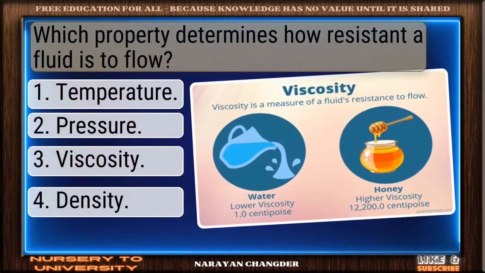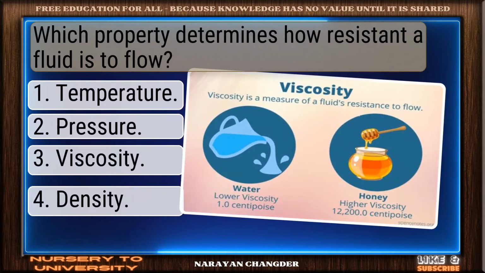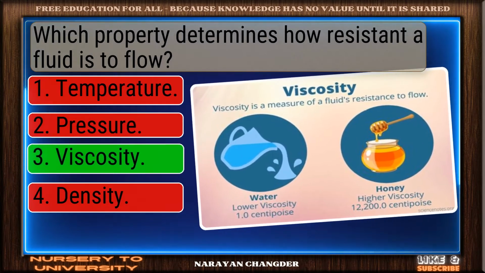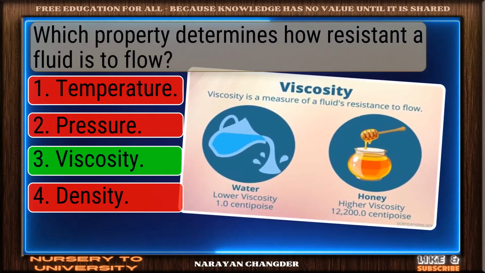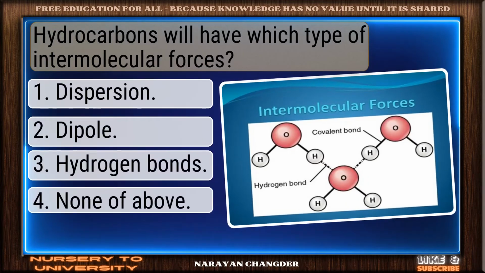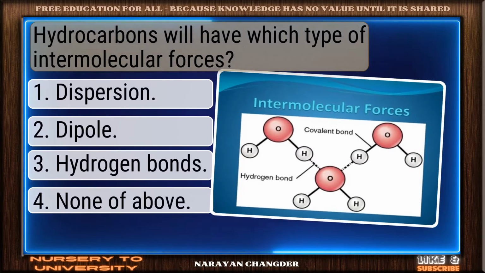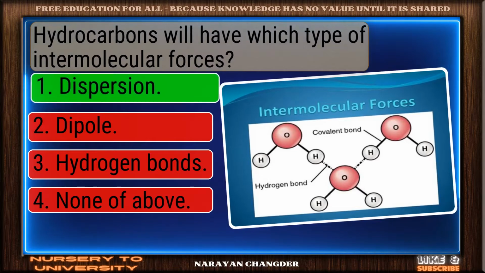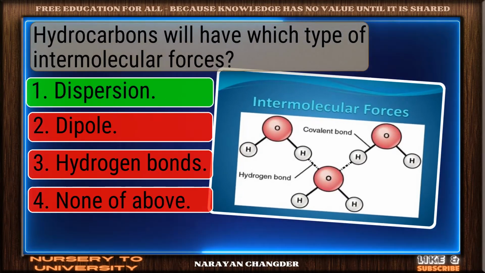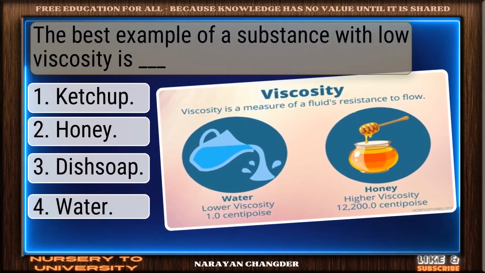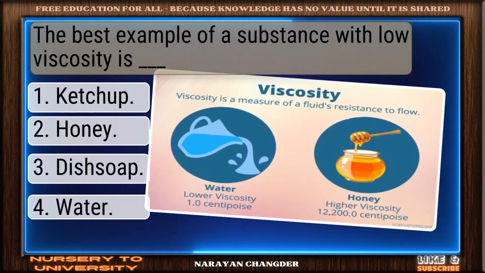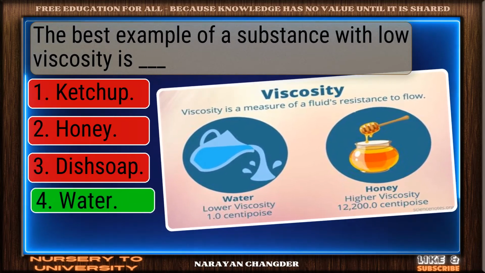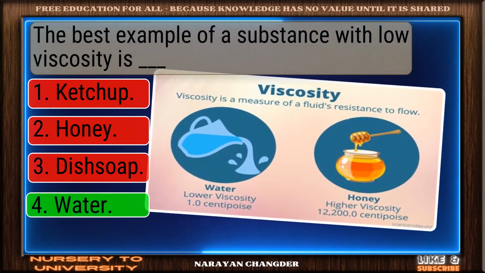Which property determines how resistant a fluid is to flow? Excellent choice. Viscosity is the right answer. Hydrocarbons will have which type of intermolecular forces? Great thinking. Dispersion is the right choice. The best example of a substance with low viscosity is dash. Right choice. Water is the best answer.